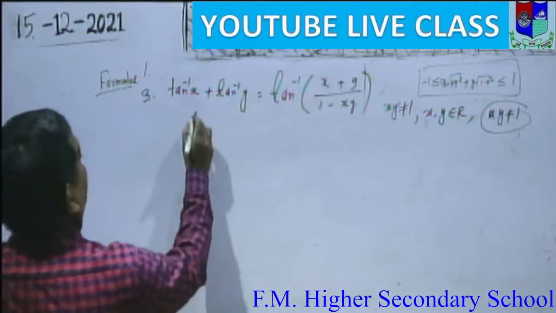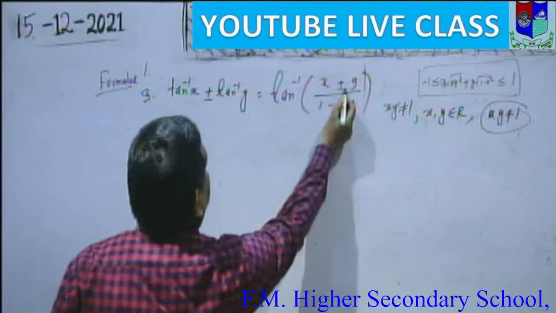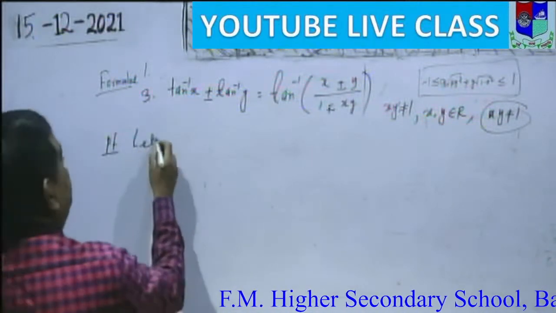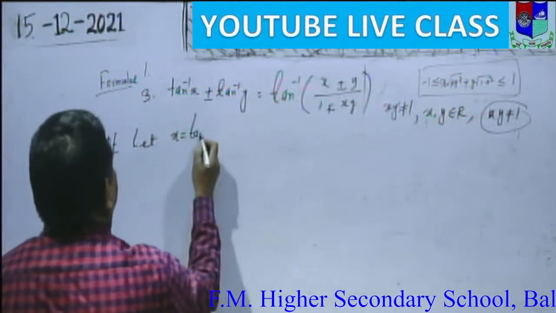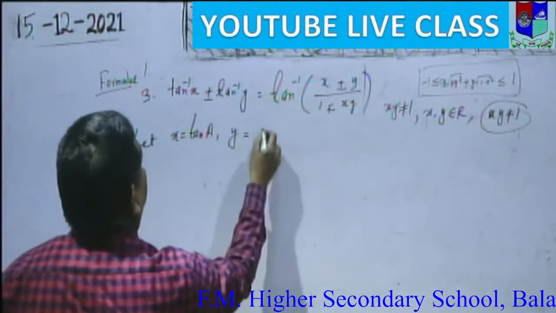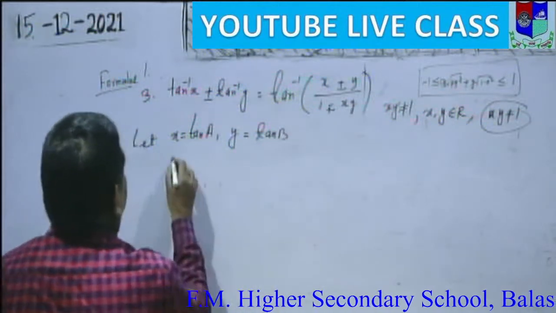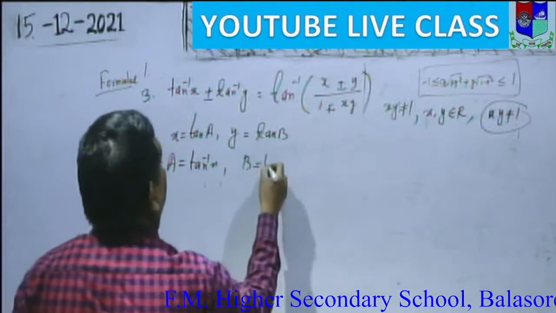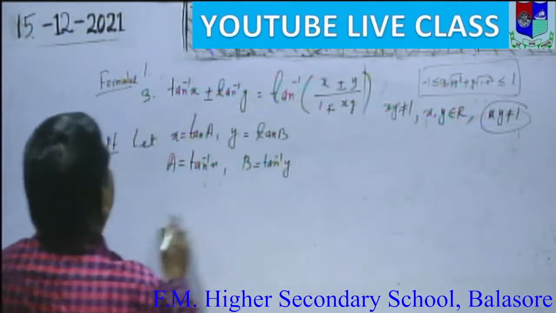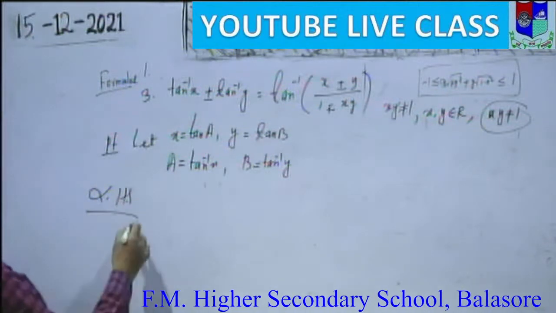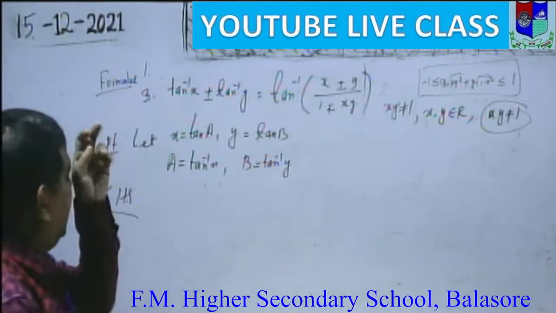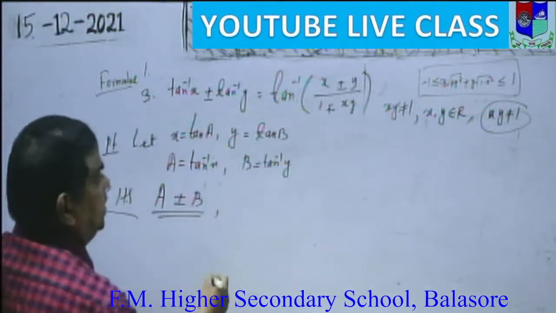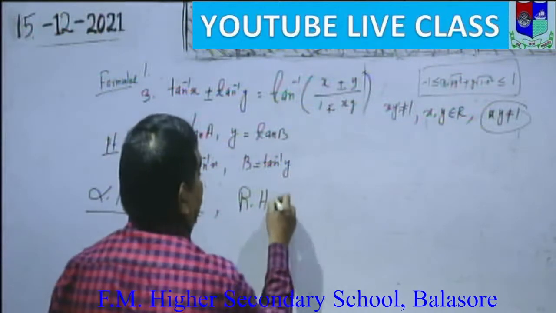Now, how can we prove this if it is minus? At the sign of minus, this will be plus. Proof. Let x is equal to tan a and y is equal to tan b. Your a is tan inverse x and b is equal to tan inverse y. Your left hand side tan inverse x plus or minus tan inverse y is a plus or minus b. This is your left hand side. What is your right hand side?